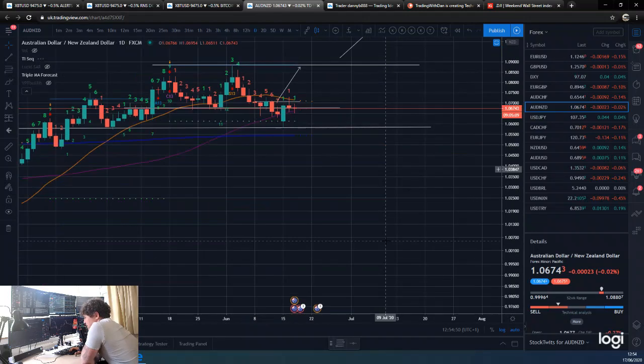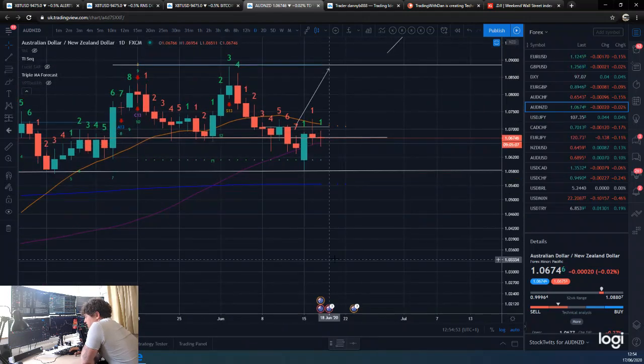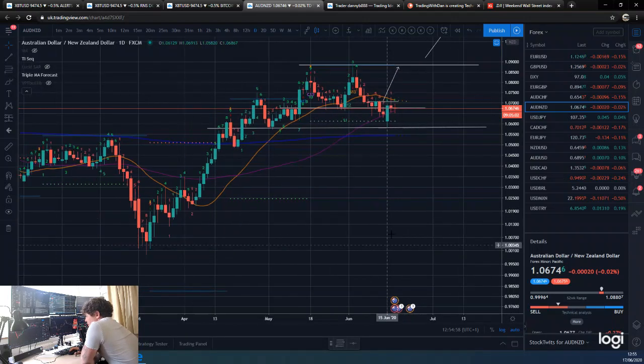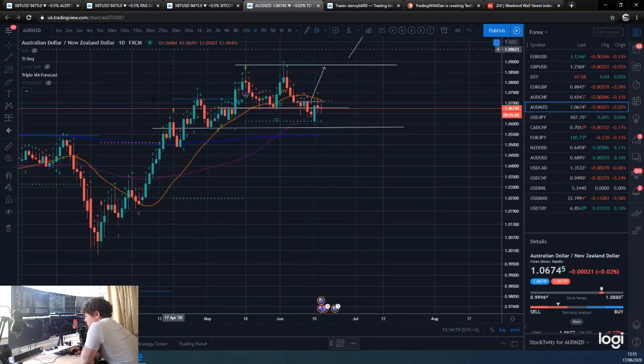Aussie dollar, New Zealand dollar. This is the daily. Yeah, daily looks like we are basically in this sort of range here, in this sort of channel. So I'm really not looking for any trades at the moment in here.